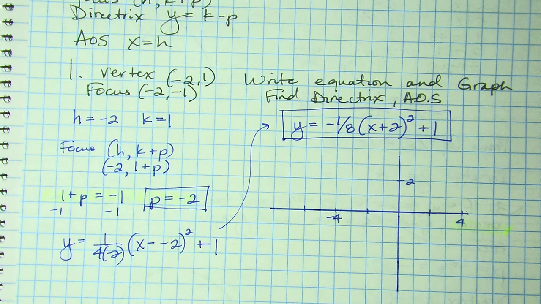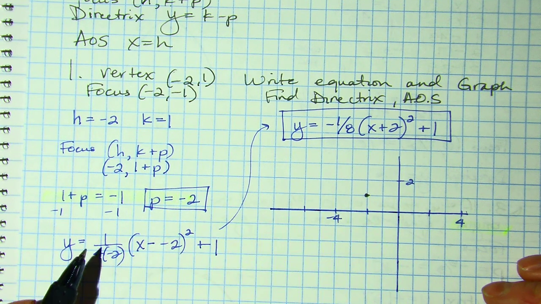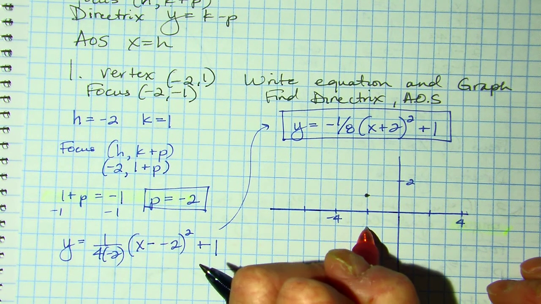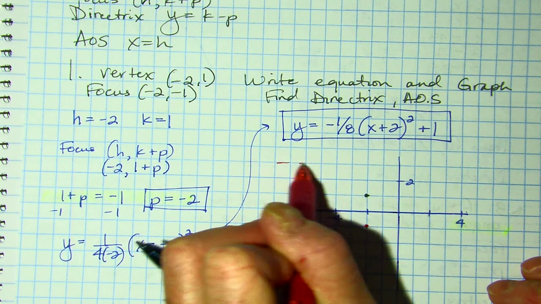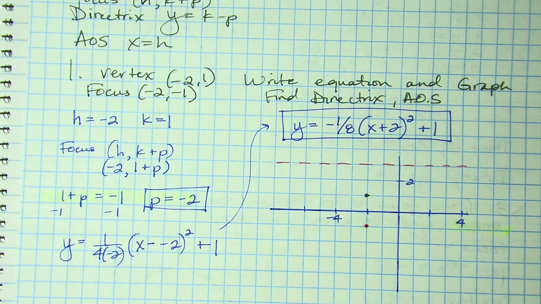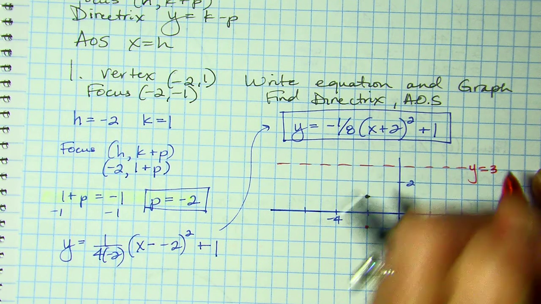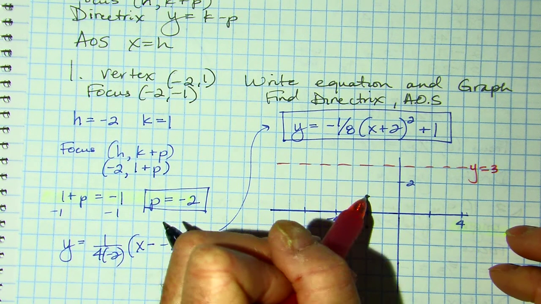All right, so let's start with my vertex at negative 2, 1. My focus is at negative 2, negative 1. So here's my focus, which is 2 units away, so I know that my directrix is also 2 units away. That would put my directrix at y equals 3 because this should be equal distance.